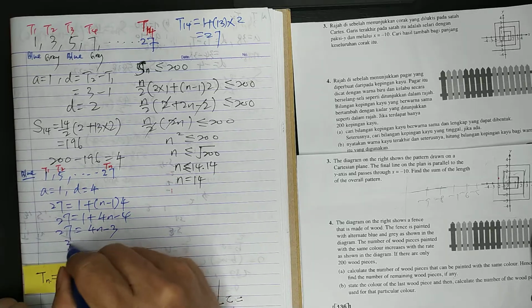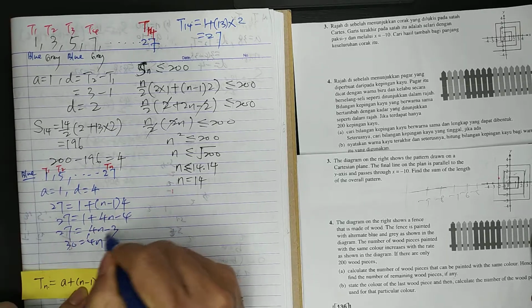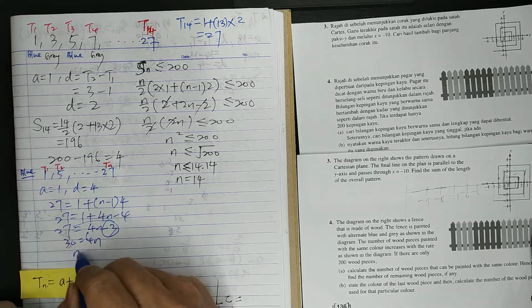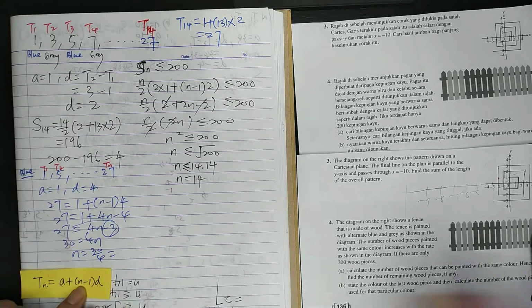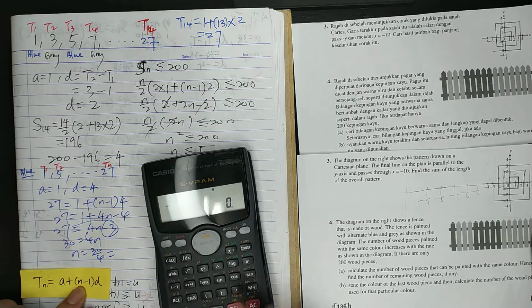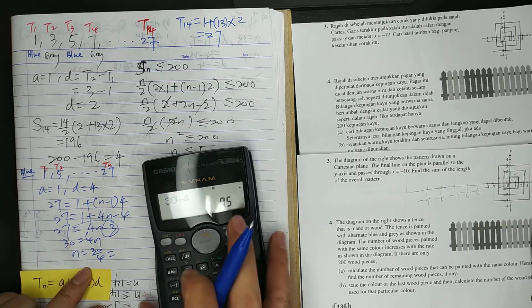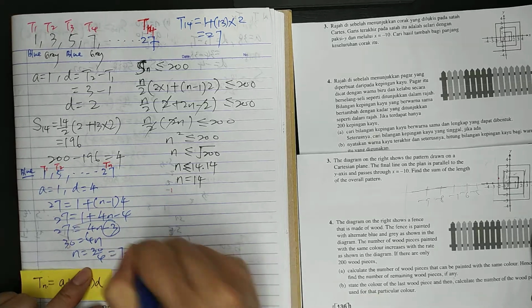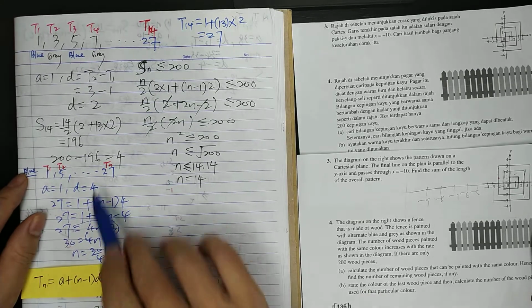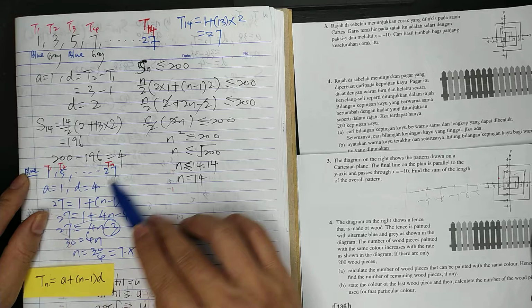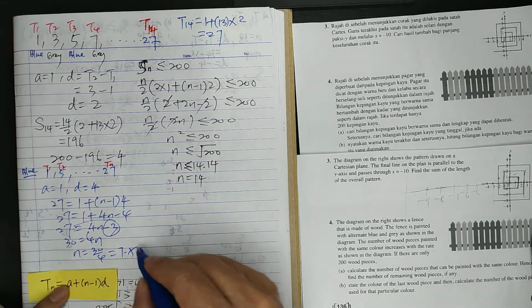So 27 is 4N minus 3. So 30 equals 4N, moving the negative 3. So N equals 30 over 4. We get a decimal, 7.5. But N must always be an integer. Because it is 7.5, it's not blue color. Ini bukan warna biru, because for blue, N must be an integer. So this is not blue.